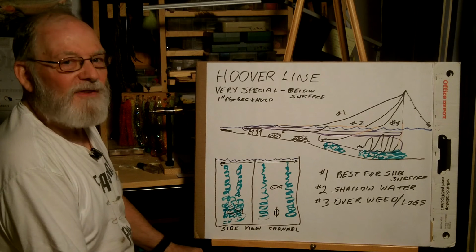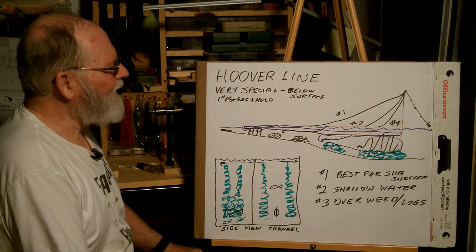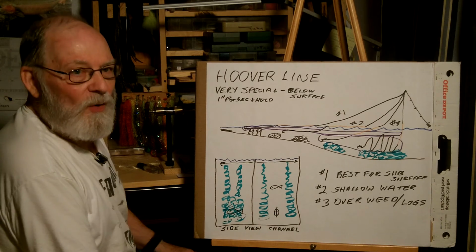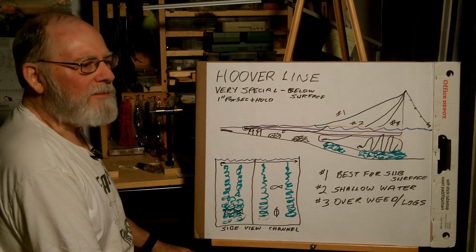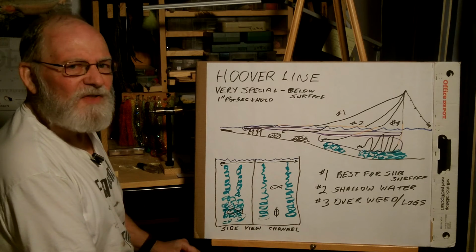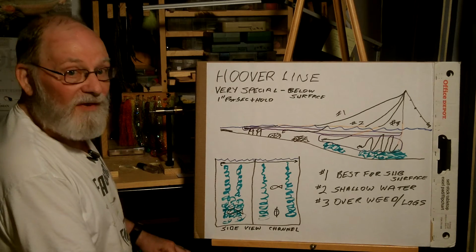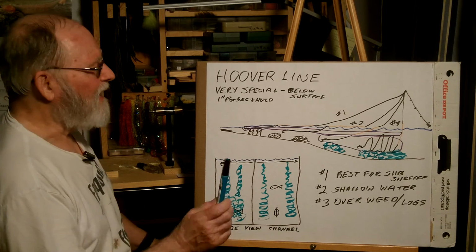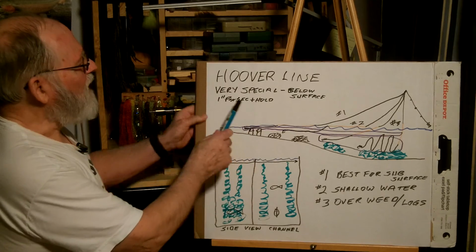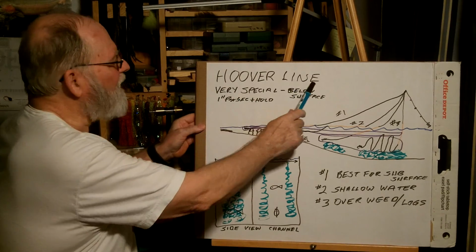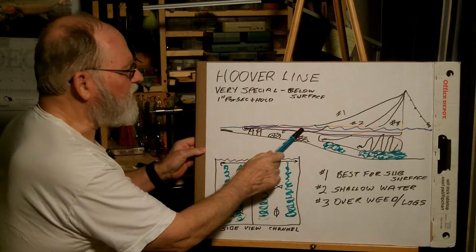Now last we have a very special line. It's called hover line. Now it came out some years ago, and in some places it'll be hard to find because some manufacturers actually stopped manufacturing it. If you can find some, get it. And here's why. The hover line is good just below the surface.